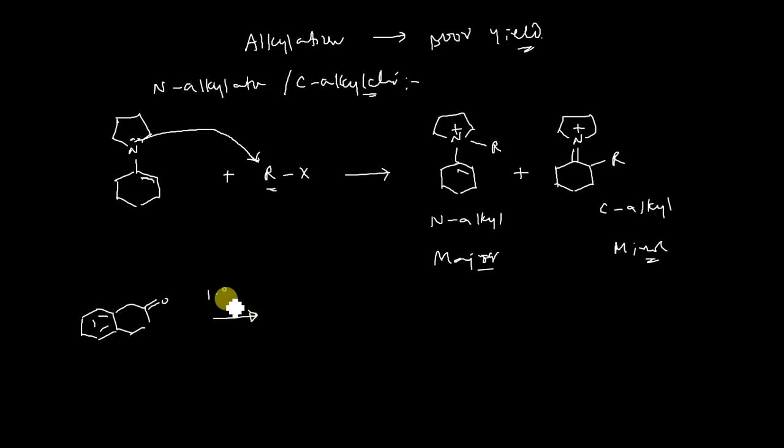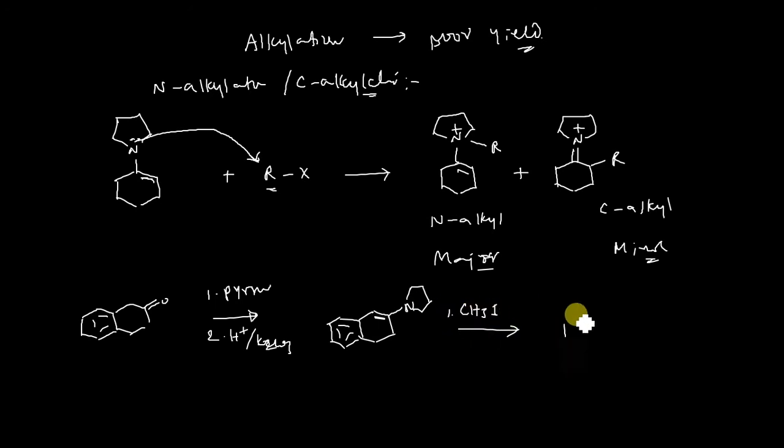Suppose you consider another substrate, treat this substrate with pyrrolidine under acidic condition followed by a dehydrating agent, which gives you an enamine. When you treat this enamine with methyl iodide, generally it gives you two different types of products. One is the C alkylated product and the other is the N alkylated product, whereas this reaction produces the N alkylated product majorly. So this is Stork enamine alkylation with simple alkyl halides, which produces poor yields because of the competition between N alkylation and C alkylation. When you use simple alkyl halides, you observe the N alkylated product majorly.